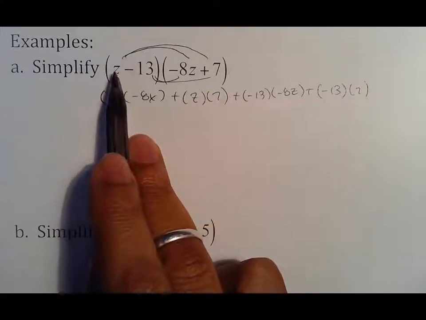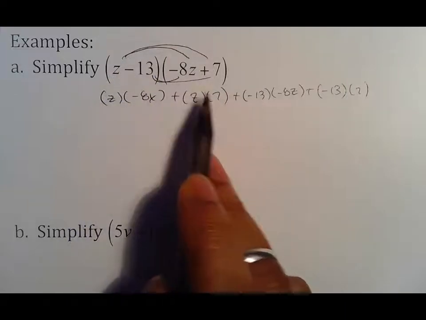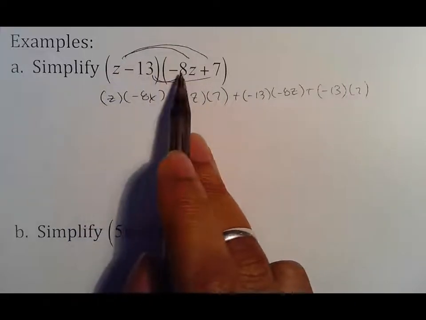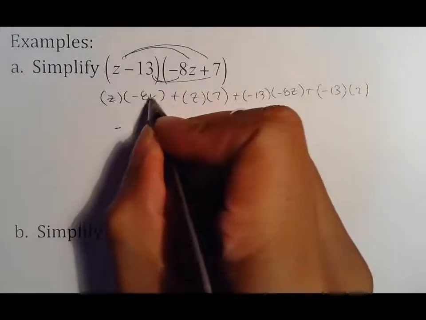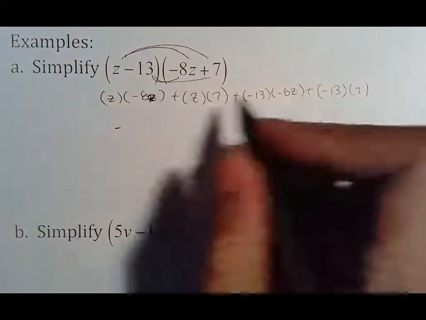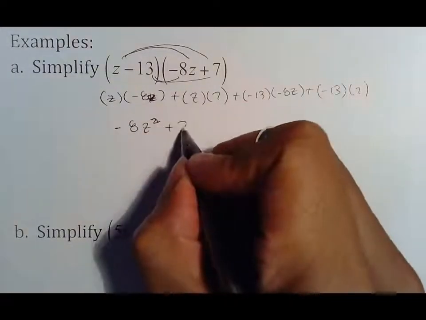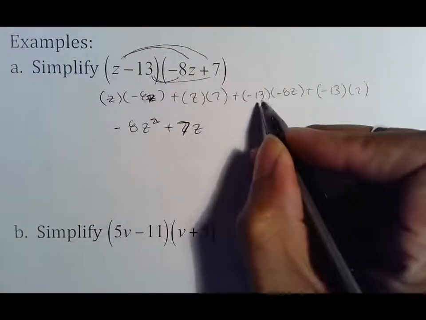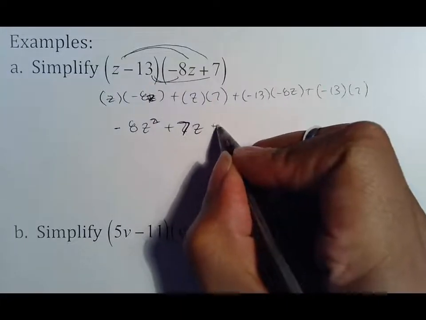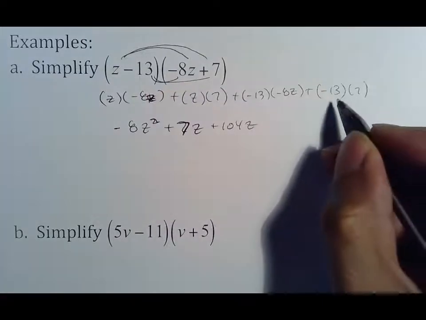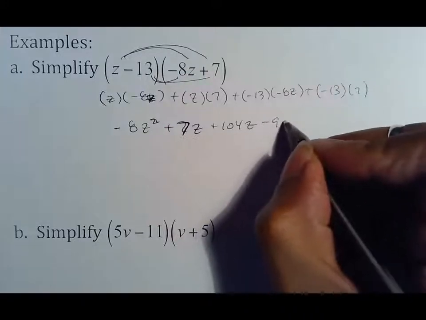And so in order to introduce, this person meets everybody in the other parentheses. So z meets 8z, z meets 7. Then 13 meets everybody over there. So 13 meets 8z, 13 meets 7. Now you just simplify. So 8, that should be 8z, not 8x. Okay. So negative 8z squared, because there are two z's there, plus 7z. 13 times 8 would be 80 and 24, which is plus 104z. And then 13 times 7 is 70 plus 21, which is minus 91.